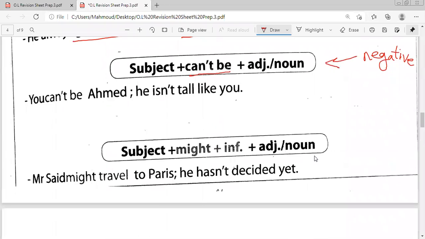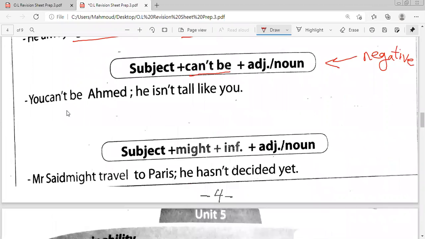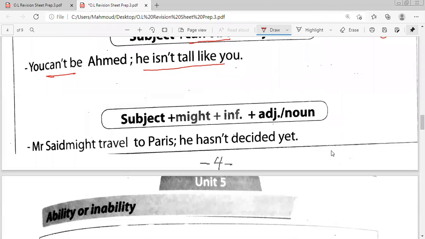If you are talking in the negative, you can't be Ahmed. It means here that I'm sure that you aren't Ahmed. Why? Because he isn't tall like you. So you can't be Ahmed at all. But if you are not certain, it means you are not sure about something, you can use might. And after might, you have to put the infinitive.